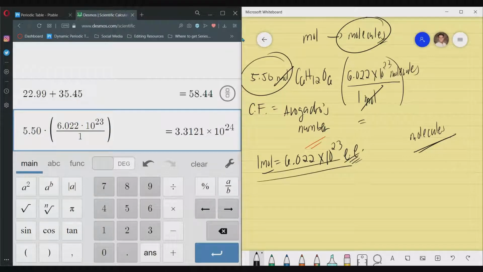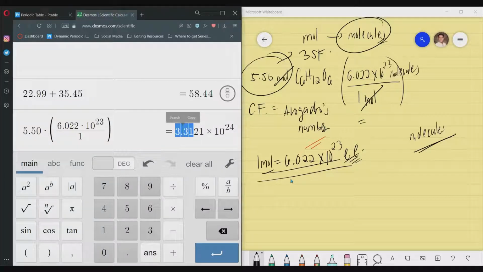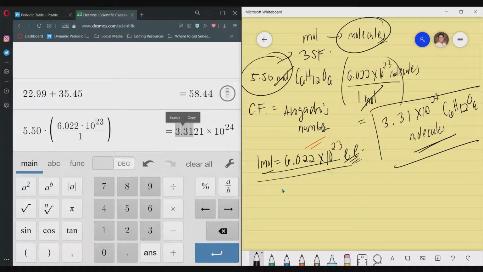This conversion factor is not part of my candidates for least significant figure because they are exact numbers. So 5.50 has the least sig fig, 3 SF. So my final answer should only have 3 significant figures: 3.31 times 10 raised to 24 molecules. Okay, so glucose molecules, C12O6. This is my final answer.